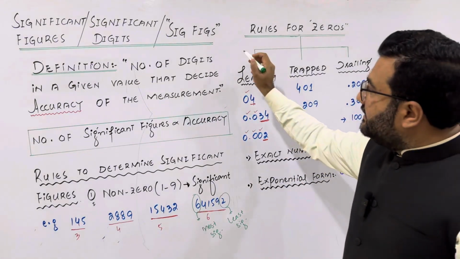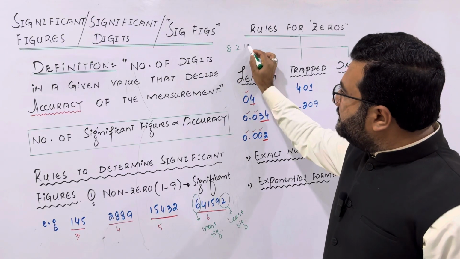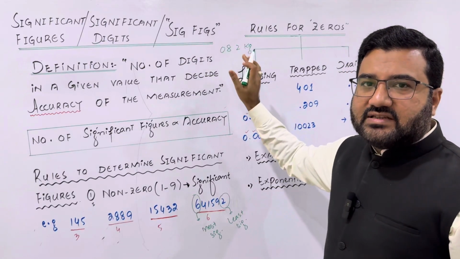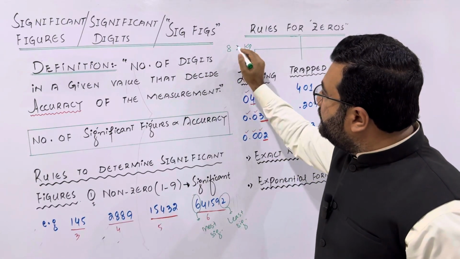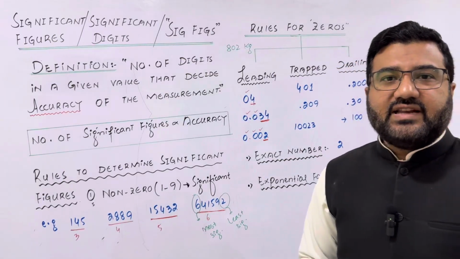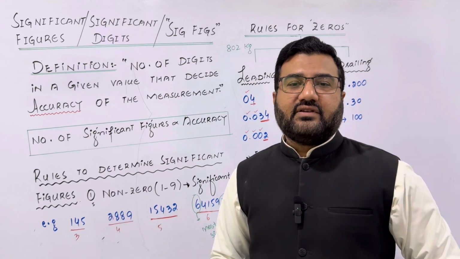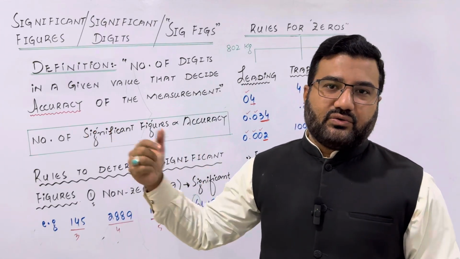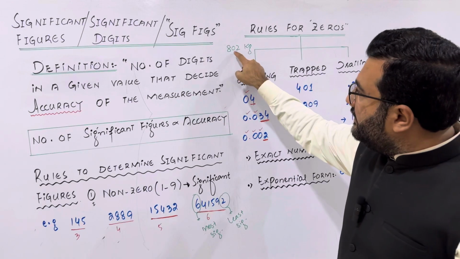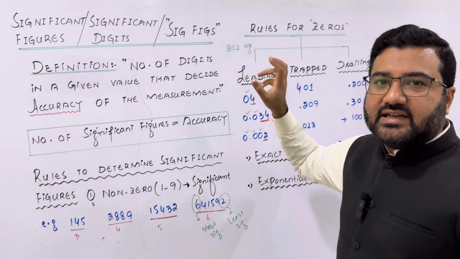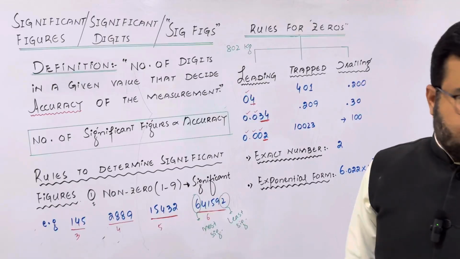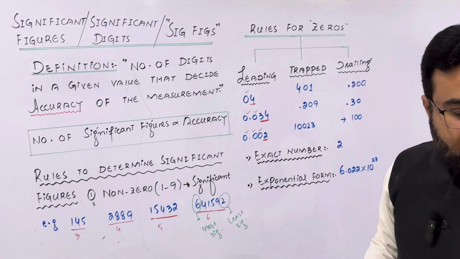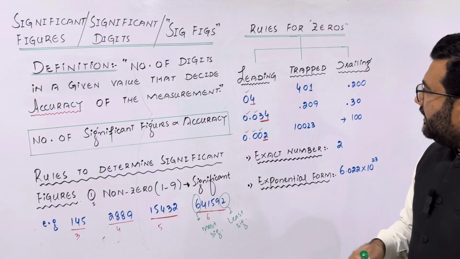Why? Again, let us take the example that the weight is 82 kg. By placing 0 here, the value does not change. But if you place a 0 here, it will play a very significant role because the meaning of the value is changed. First it was 82 kg, now it is 802 kg. So that's why the trapped zeros are significant because they make a huge difference to the value. So all the trapped zeros are significant zeros. Then how many zeros are trapped here?